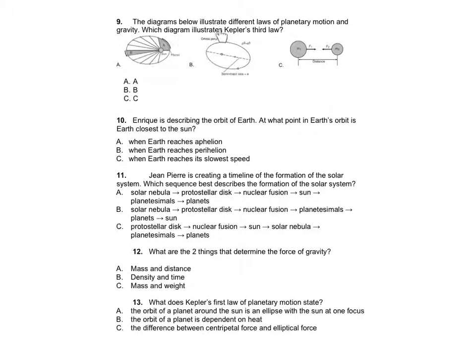Number 9. The diagrams below illustrate different laws of planetary motion and gravity. Which diagram illustrates Kepler's third law? A, B, C.